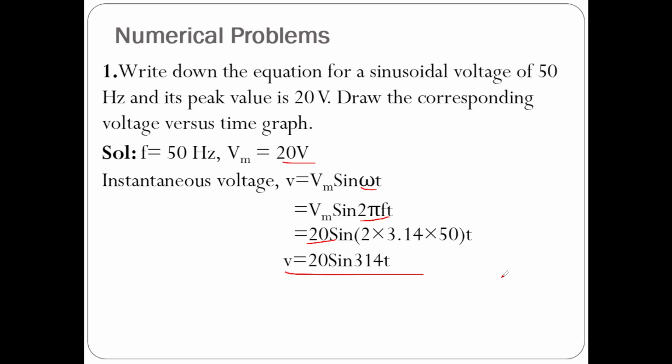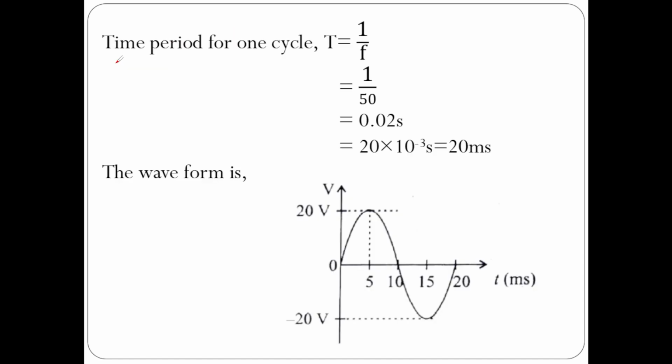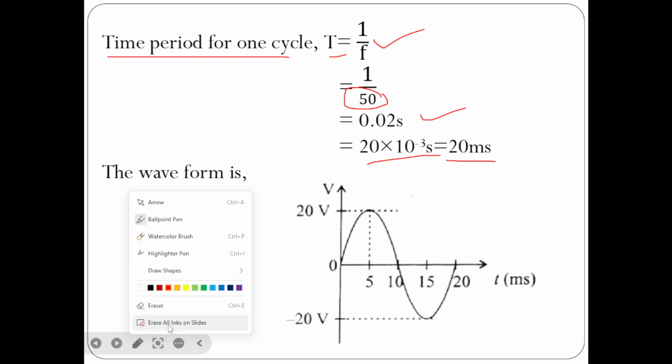So they have asked us to write the equation of the sinusoidal voltage, that is V equal to 20 sin 314 t. Now what is the time period? Time period is the reciprocal of frequency. So T is equal to 1 by f. f is 50, given in the question. So 1 by 50 you will get 0.02 seconds. Convert seconds into milliseconds, and you will get 20 milliseconds. So now our time period is 20 milliseconds.